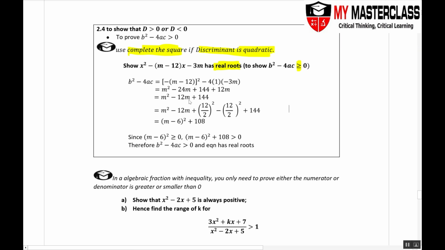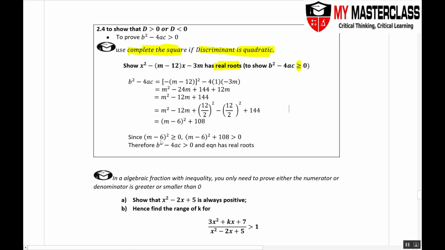Okay, so you have to do completing the square, and after you have completed the square, you will get this form here of (m minus 6) squared plus 108. So if you remember, whenever I square any value, be it positive or negative, it will always be more than or equal to 0.